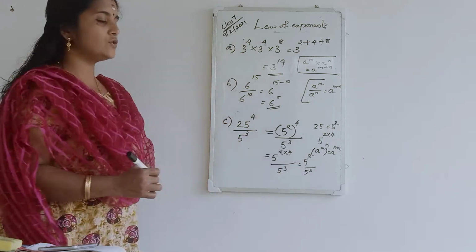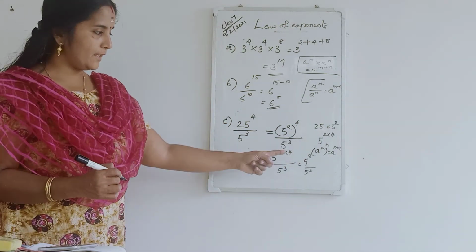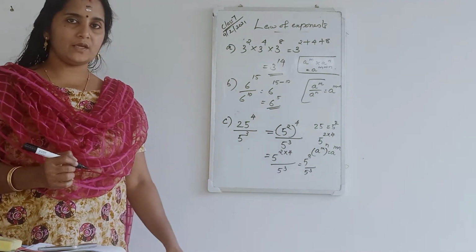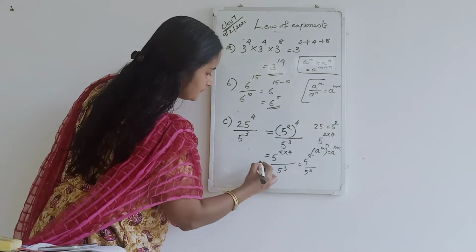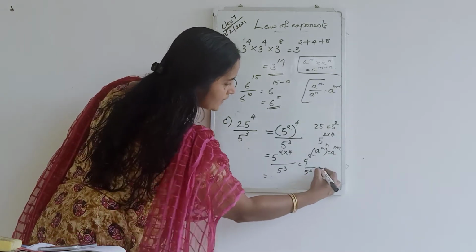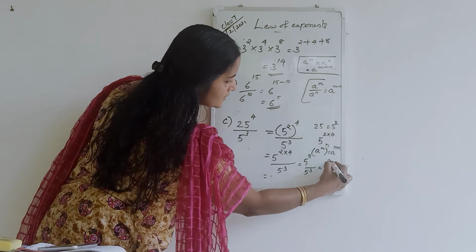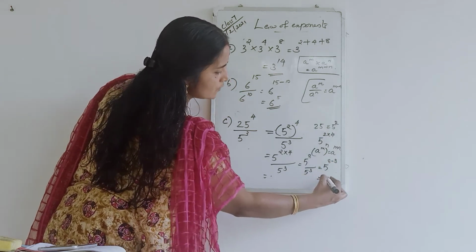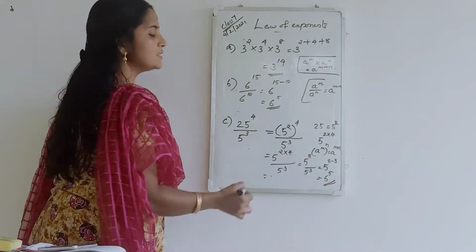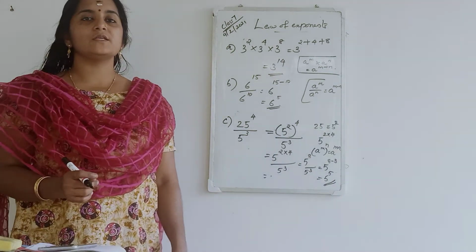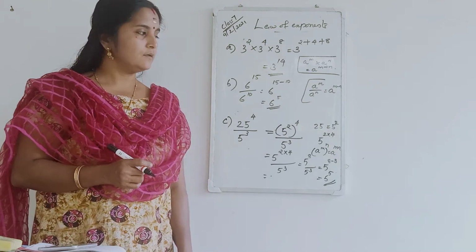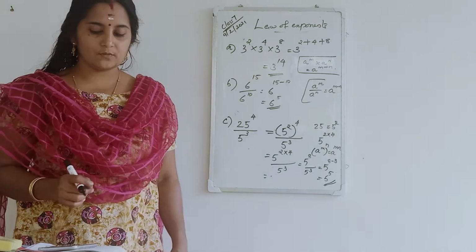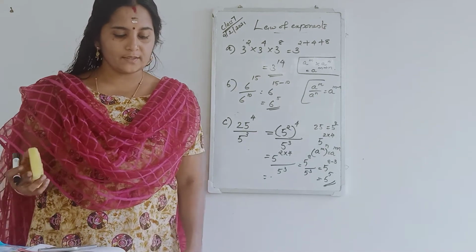So which law can we apply here? a raised to m by a raised to n, and it is 5 raised to 8 minus 3, that is 5 raised to 5. So this is the final answer, 5 raised to 5. Thus we discussed 3 questions.